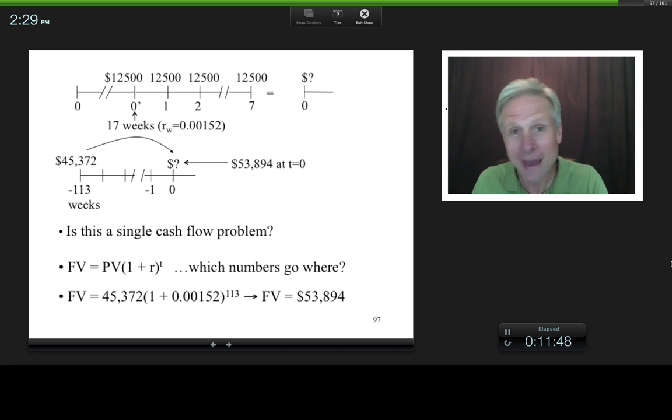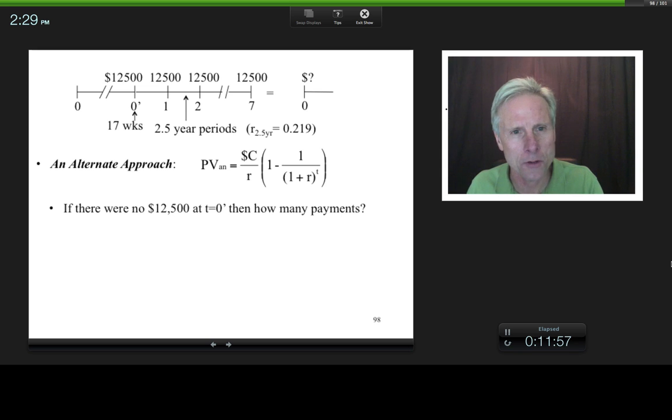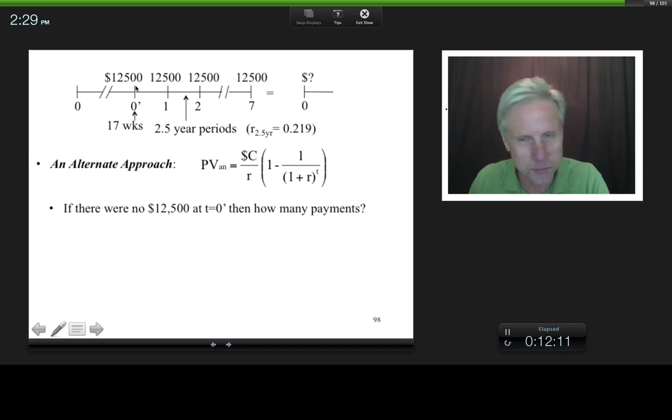Well, from a mathematical perspective, you'd be completely indifferent. So we've done the problem, but let me give you an alternate approach, or at least in one area, an alternate approach, okay? Suppose that this guy right here was not there, so there was no $12,500 at 0 prime. Okay, just for now, just pretend that this guy is not there.